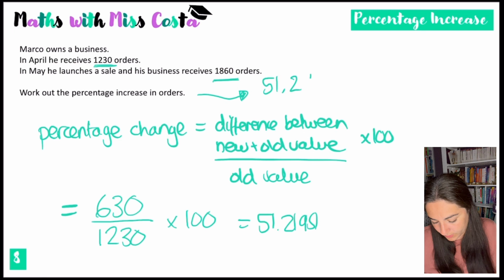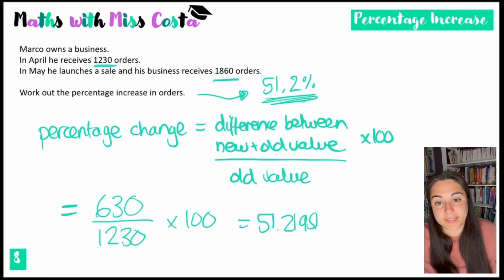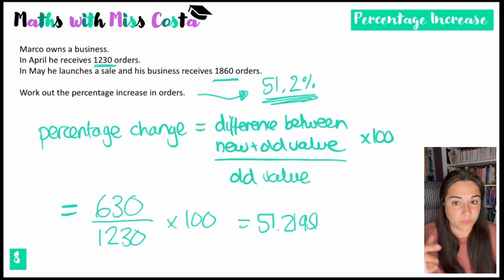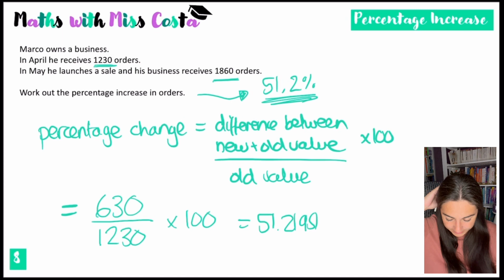So its percentage increase is 51.2%. Okay, so percentage change, whether it's an increase or decrease, it's the difference between the new and the old value divided by the old value. The old is just the original, the first value, and then times it by 100.